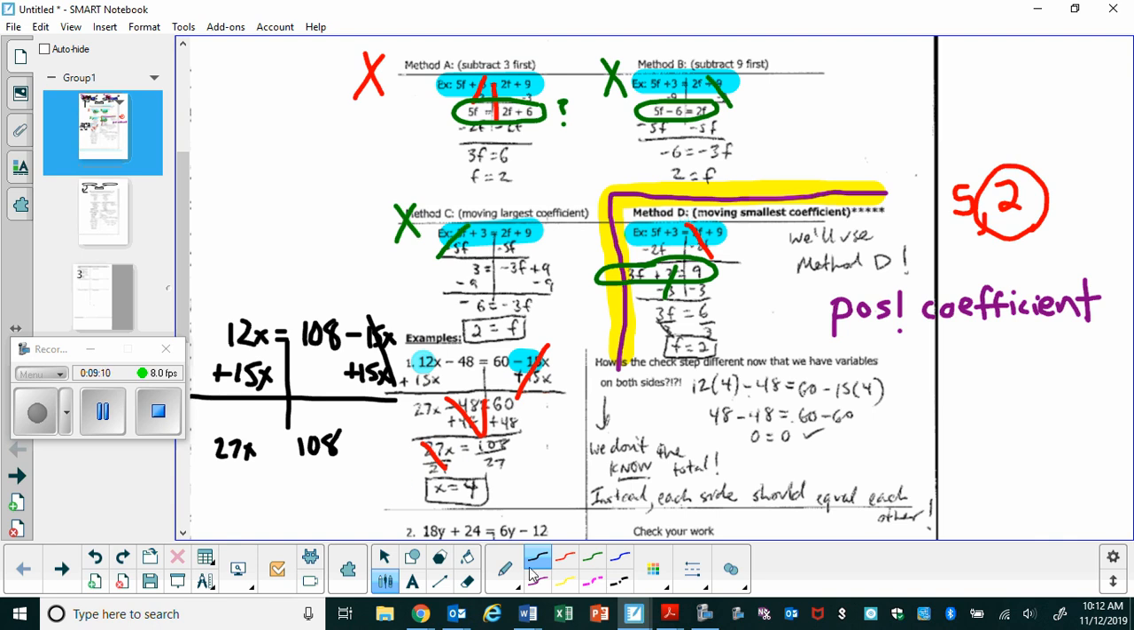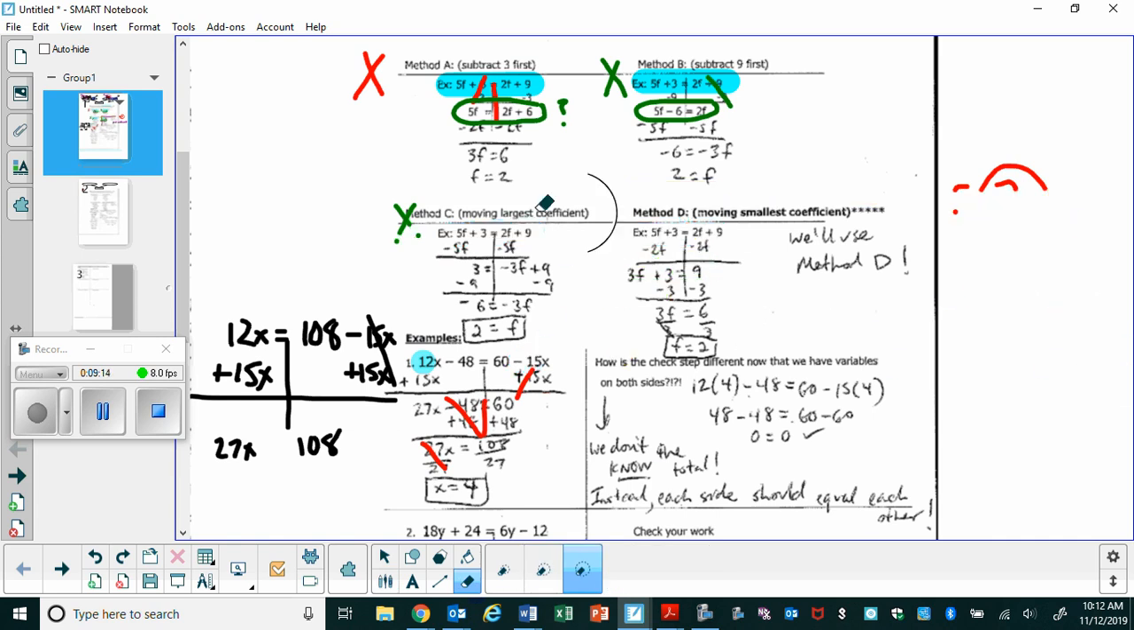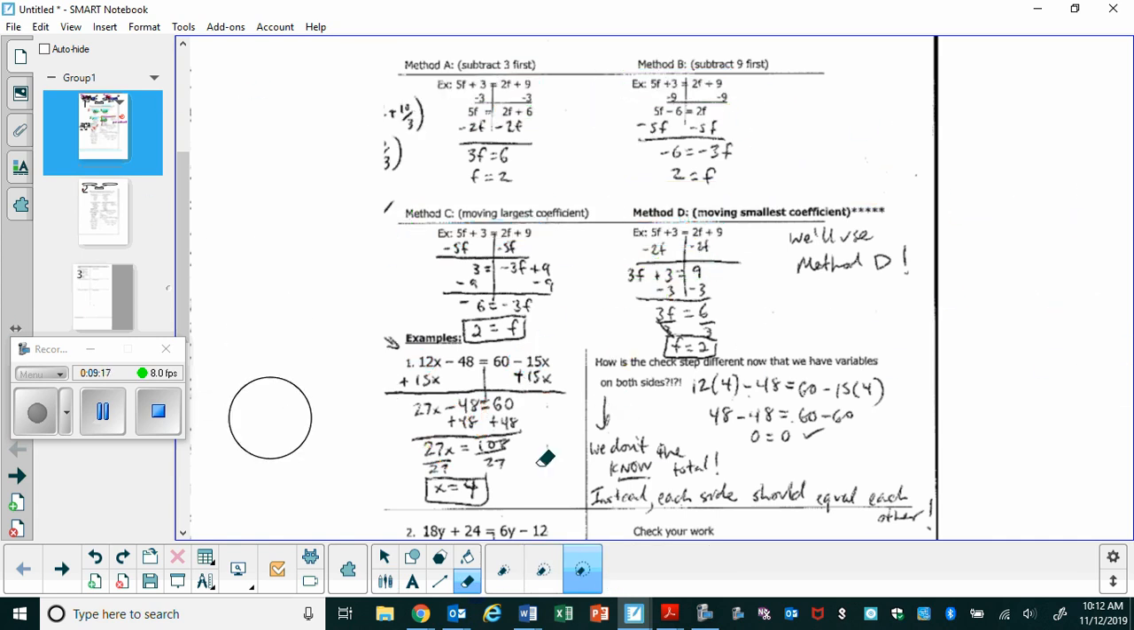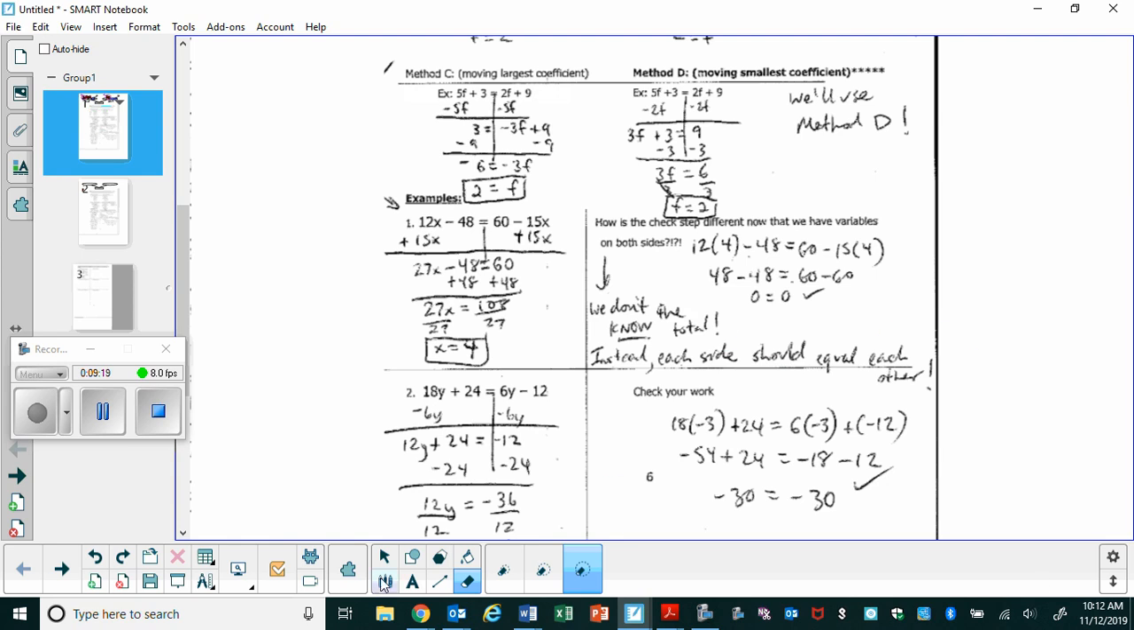And you're still going to get x equals 4. Now let's move over here to the check step, okay? And I'm actually going to just erase some of this stuff just so we can focus our attention now over here on the check step.